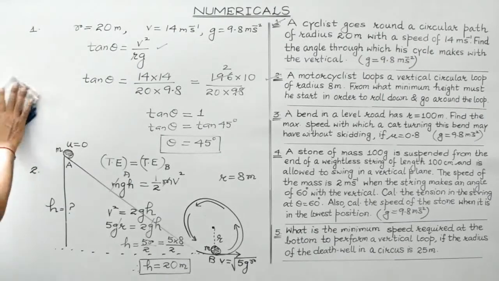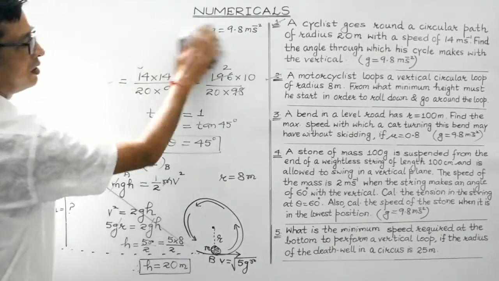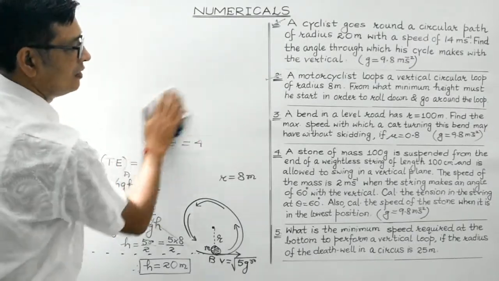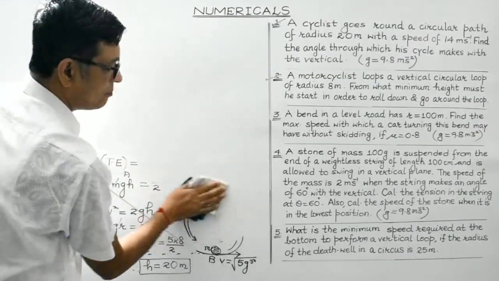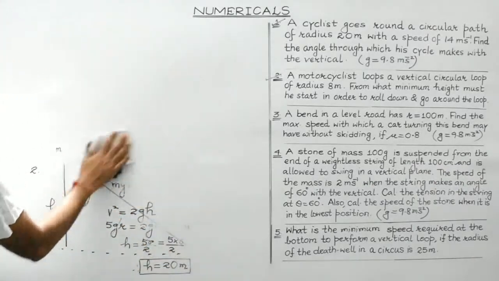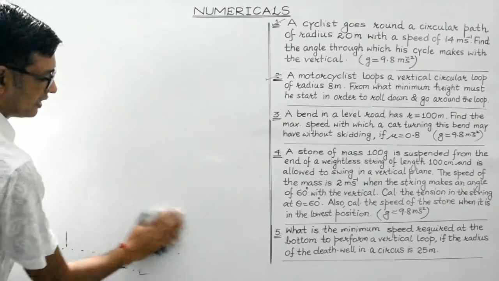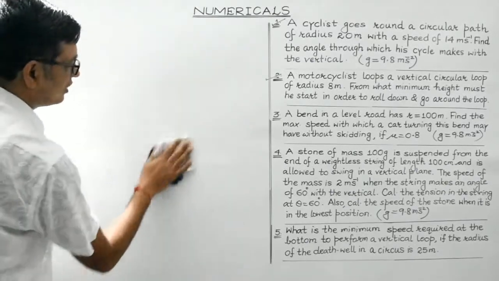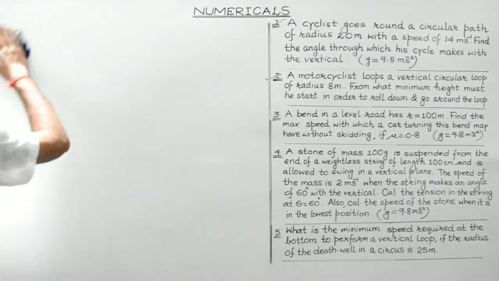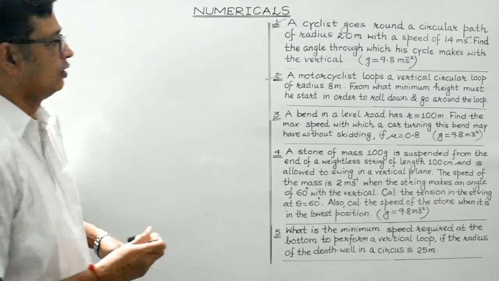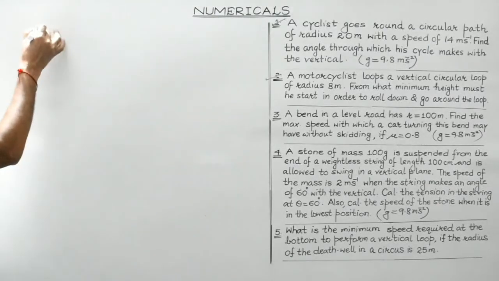The third question is based on a circular track. Right? So we are supposed to find out the maximum speed with which the car can execute this bend without skidding. In this question also we are supposed to make use of the expression which we have obtained in the theoretical portion. So let's proceed with the third question.